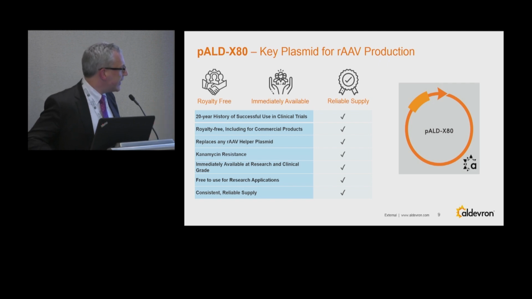It can replace any helper plasmid. The field is moving on to kanamycin resistance over ampicillin. This has kanamycin resistance already. It's immediately available. We offer free samples for research applications, and you get a consistent, reliable supply of this plasmid because we make it at scale.